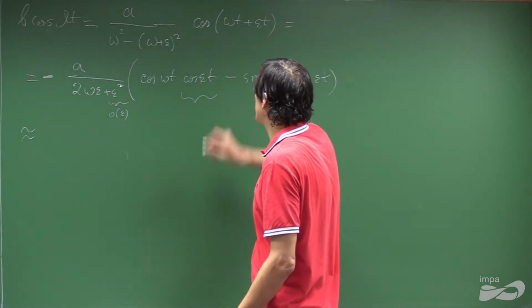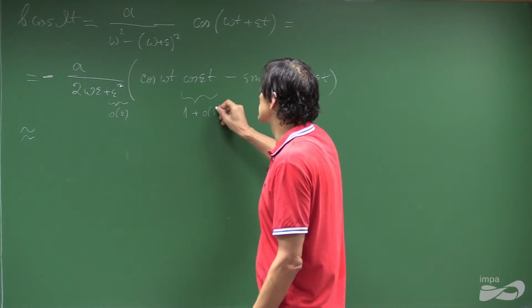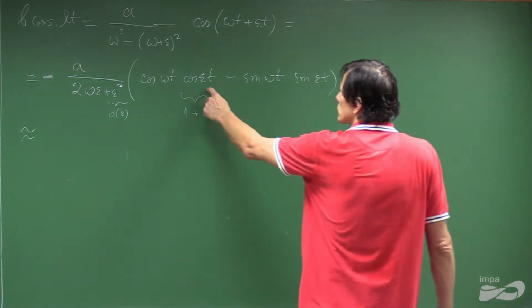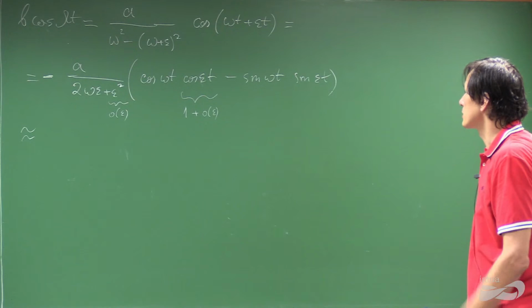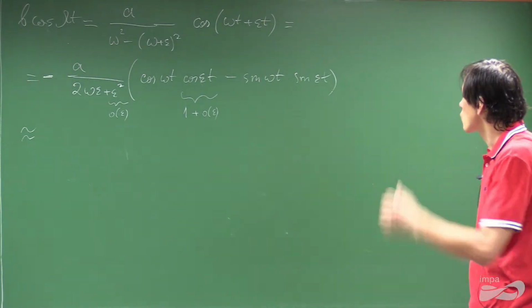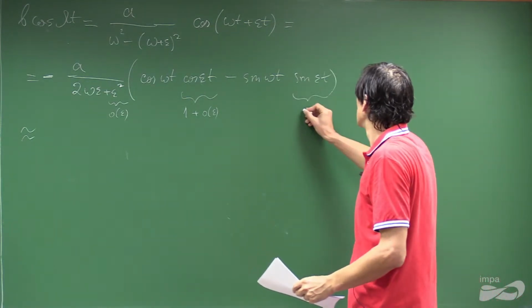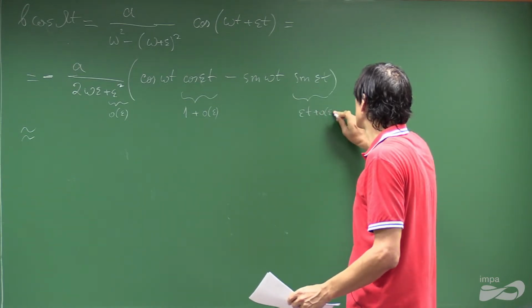So now cosine epsilon t can be written as 1 plus small o of epsilon, because the next term is epsilon squared, right, in the cosine. In the expansion of cosine, it's 1 plus some coefficient times epsilon squared. And sine is epsilon t plus higher order terms, right?